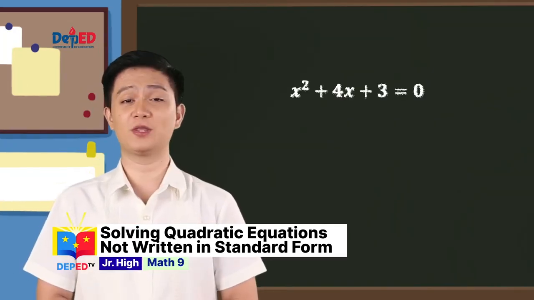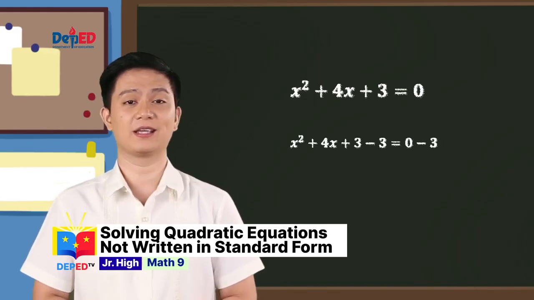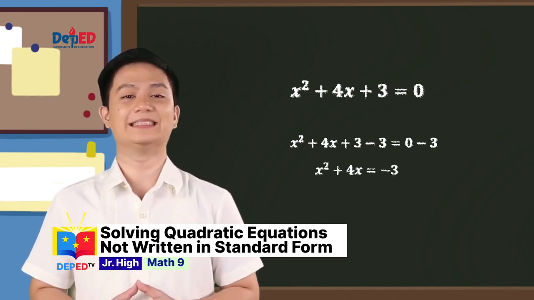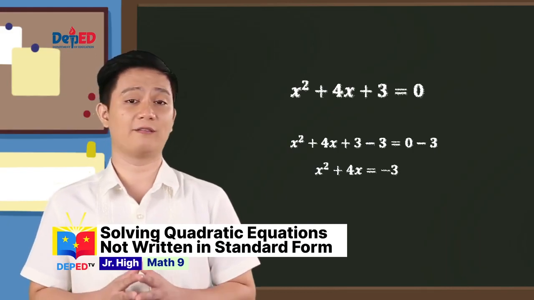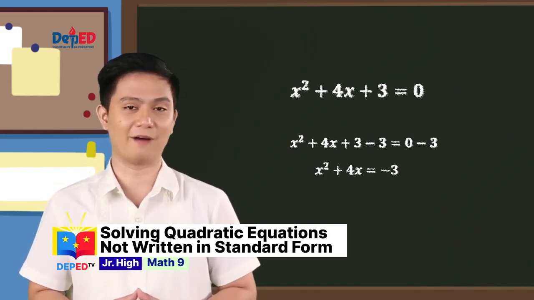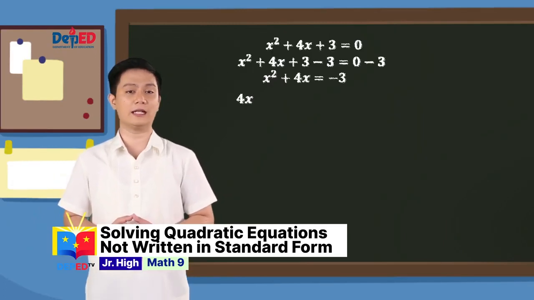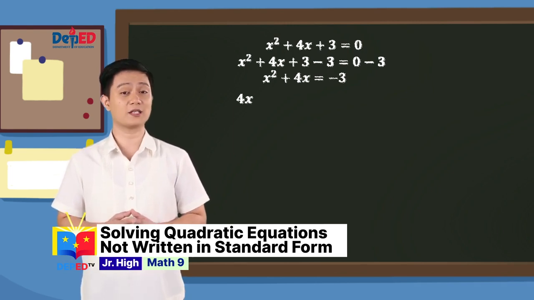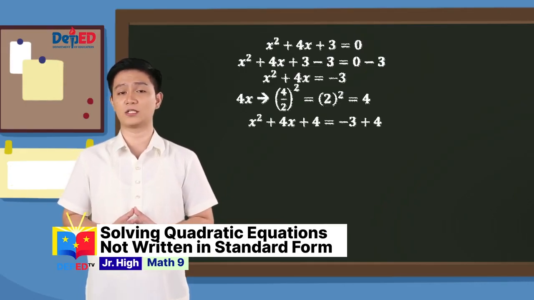We isolate the terms with the variable. In this case, we decrease both sides by 3. Hence the equation x squared plus 4x equals negative 3. Since the leading coefficient is already 1, no need to divide both sides of the equation by the value of a. Next, we take the numerical coefficient in the linear term. The linear term is 4x and the numerical coefficient is 4. We square its half and add the result, which is 4, to both sides of the equation.